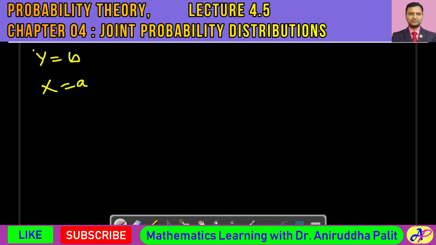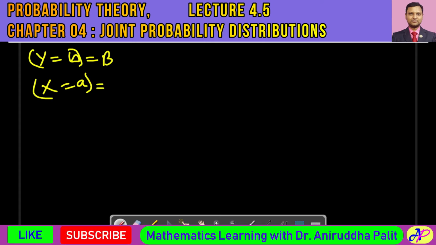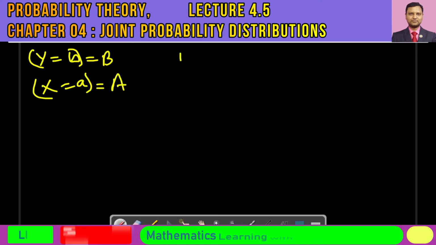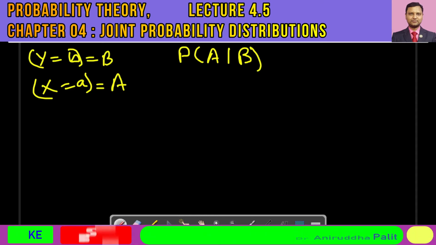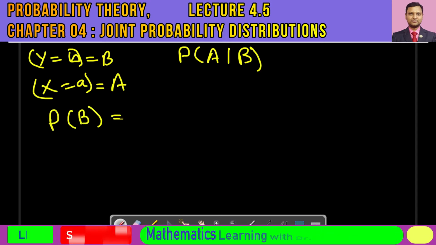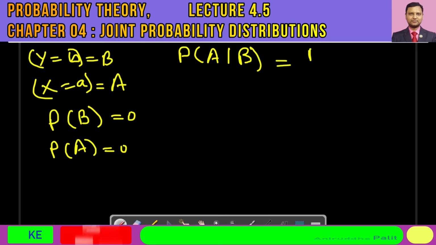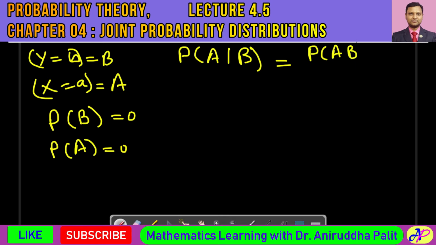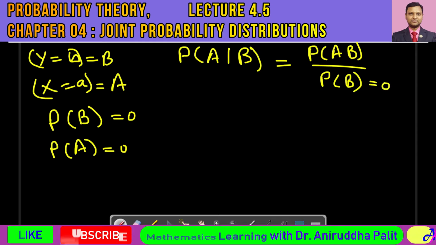So if we denote this event by capital B and this event by capital A, in that case we cannot define the probability of A given B, because in this definition the probability of B in the case of a continuous distribution becomes equal to 0. Even the probability of capital A becomes equal to 0. Therefore, we cannot directly define this probability as the probability of AB divided by the probability of B, because here the denominator is equal to 0.